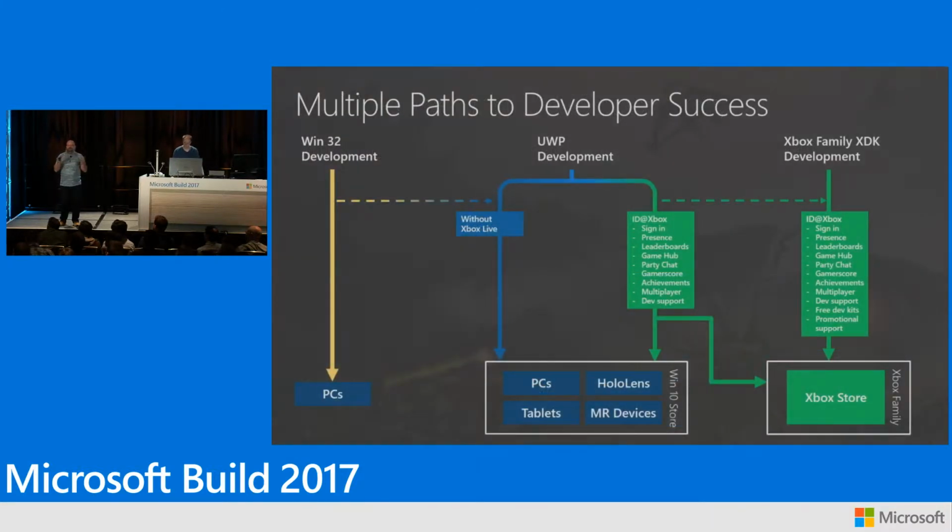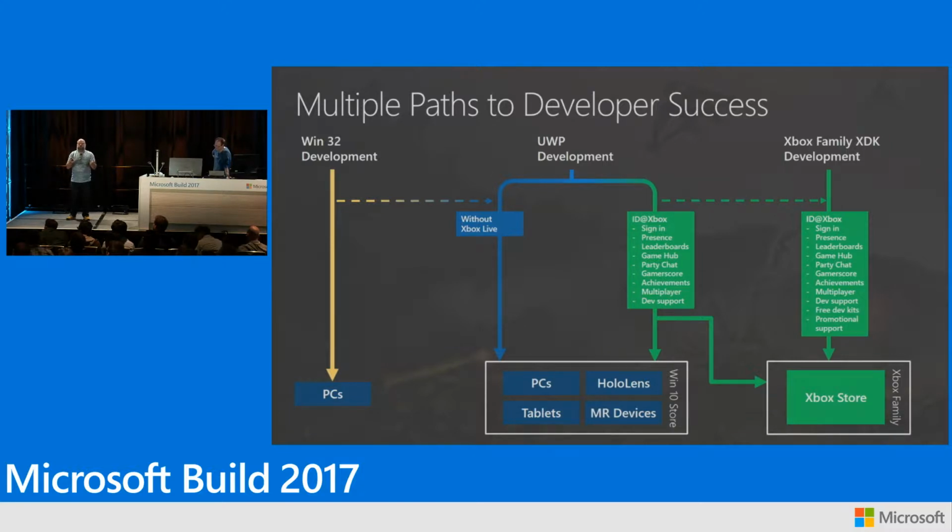So let's look at those paths to developer success that we currently have. You've always had the ability to build games for PC through Win32 development. It's always been there. On the other end of the spectrum, we have the Xbox side. Right? Managed programs. You either do an XDK with a managed partner like EA or first-party game, or you sign up with the ID@Xbox program, which gives you full access to the Xbox Live stack, and it gives you that ability to publish into the store.